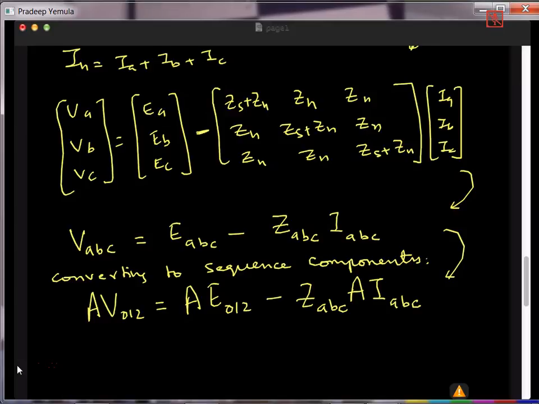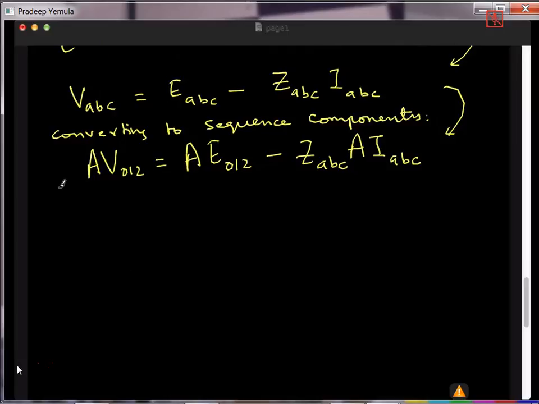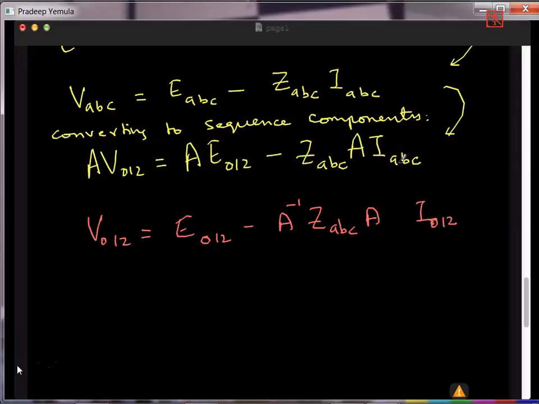So after doing that, what do we get? Now multiply A inverse on both sides. So A inverse into A, you will get V012. A inverse into this, you will get E012 minus A inverse ZABC A into I012. Sorry, this is 012 in the previous.